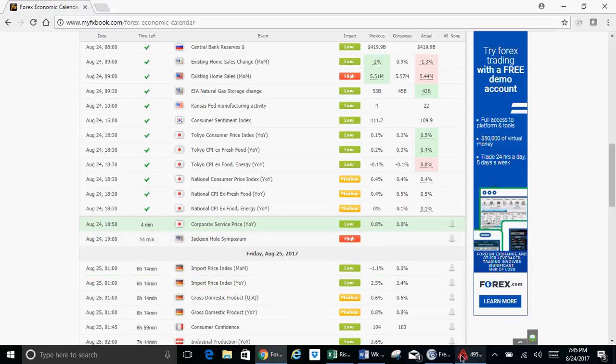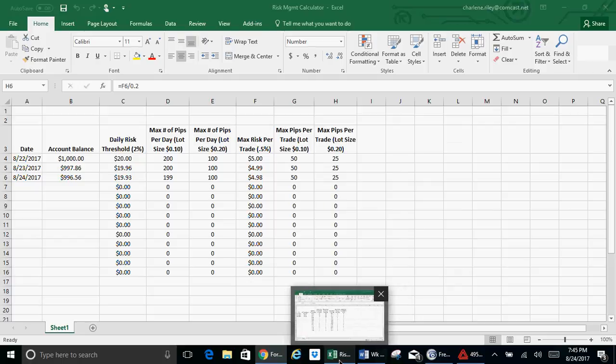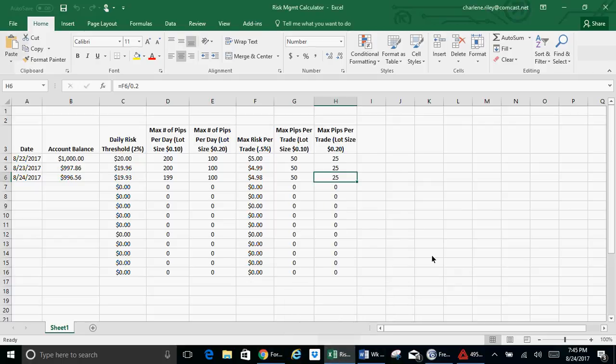The next thing I want to check out is how much I can trade with today. So my current account balance is $996.56. I created this little spreadsheet so that I could quickly determine my daily risk threshold and the maximum number of pips per day and per trade.